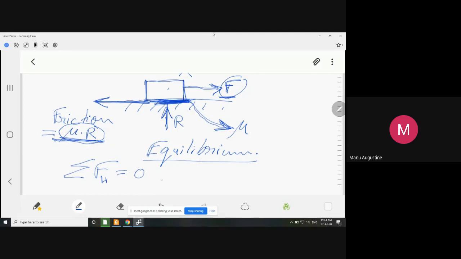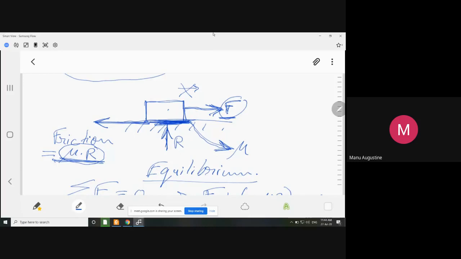Or in other words, we can say that the positive force in the positive x direction plus the negative force in the opposite direction, when they are added, this is the meaning of summation, this must come out to be equal to 0. Okay, this is the meaning of static equilibrium. Now, let us bring in the concept of virtual work.